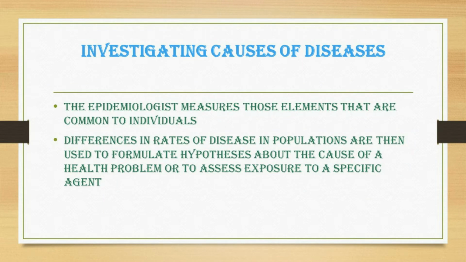The epidemiologist is concerned with groups of individuals or populations. The epidemiologist measures or counts those elements that are common to individuals so that the magnitude and effects of individual variation within a population can be accounted for in studying a disease process. Differences in the rates of disease in populations are used to formulate hypotheses about the cause of the health problem or assess the exposure to a specific agent.